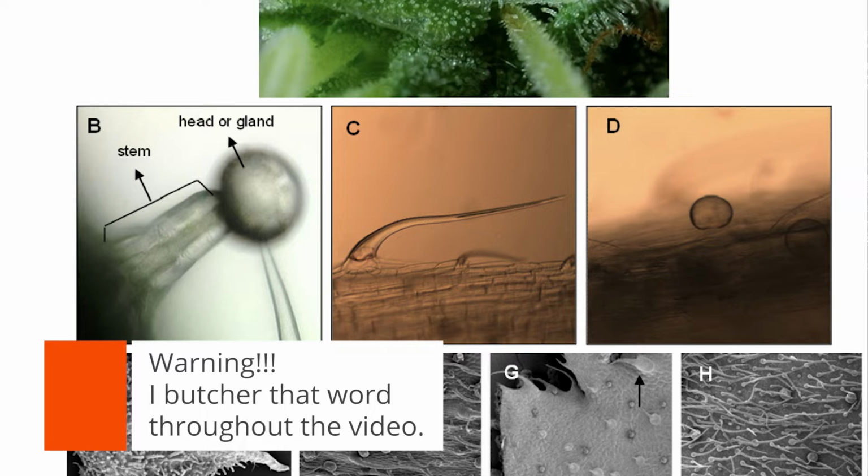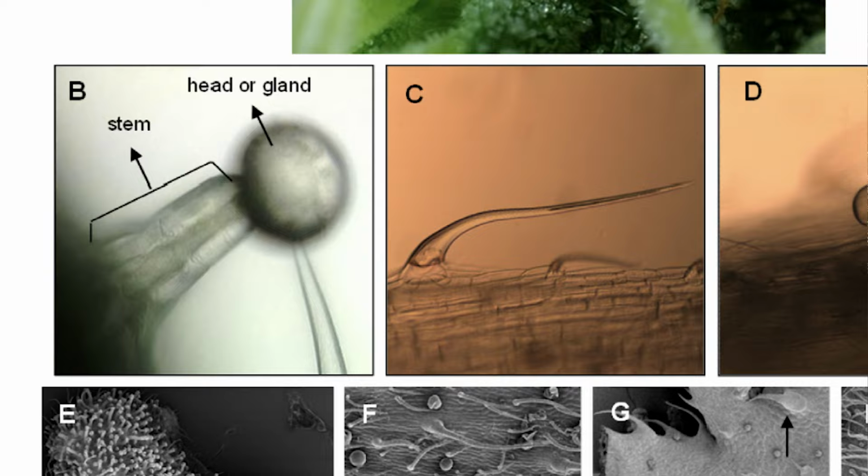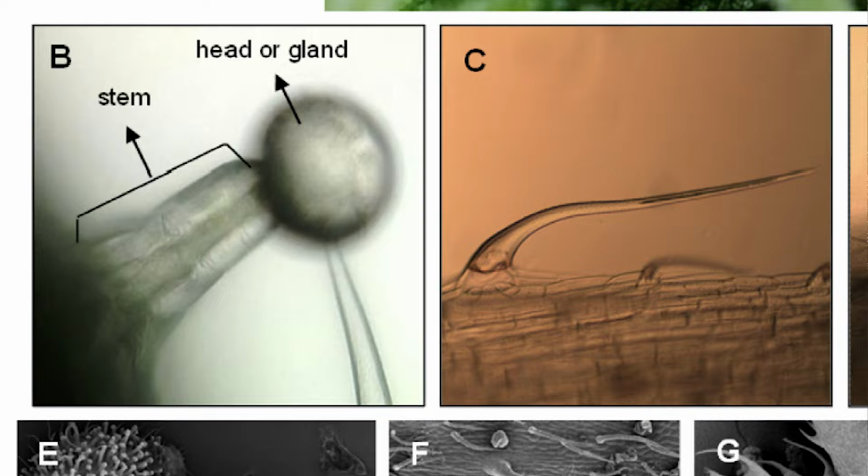Another interesting fact is that capitate sessile trichomes, those are long needle-like ones, only produce about a third of the cannabinoids found in capitate stalk trichomes. Those are the round heads on a stalk. This isn't surprising after taking so many microphotos of trichomes. Sessile trichomes are simply smaller and have less space for cannabinoids and terpenes.